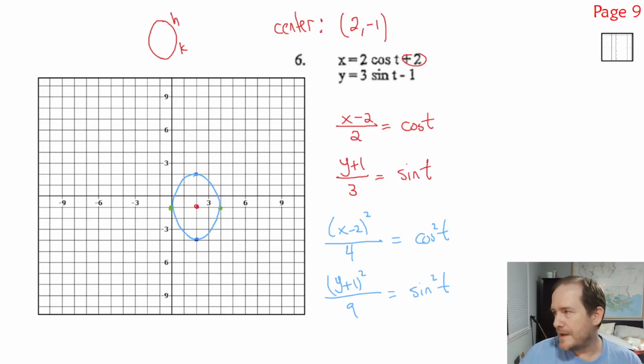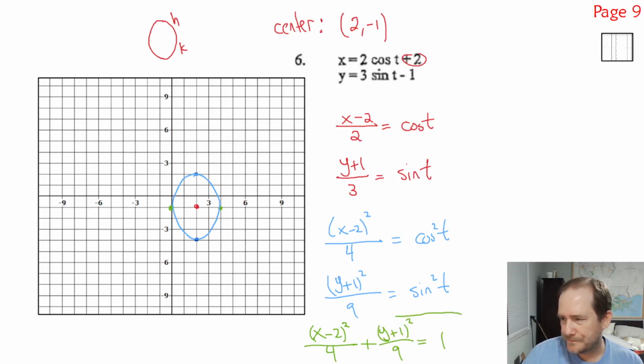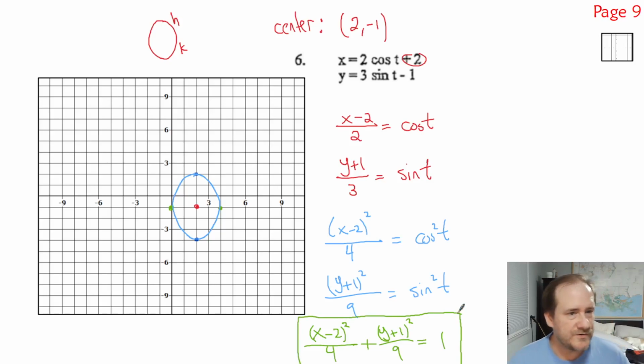Okay, and that means if I just add these together, then I'll now have x minus 2 all squared over 4 plus y plus 1 all squared over 9 equals 1. And you now have your rectangular equation. That's it.